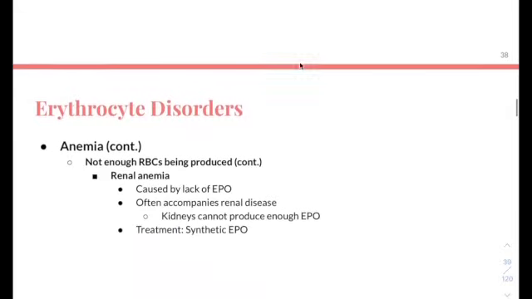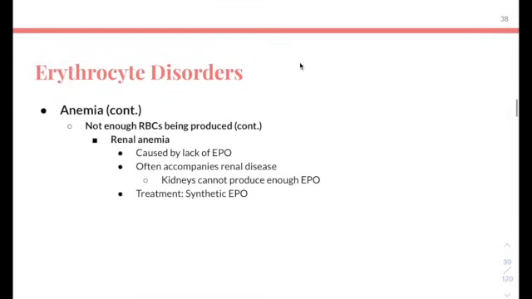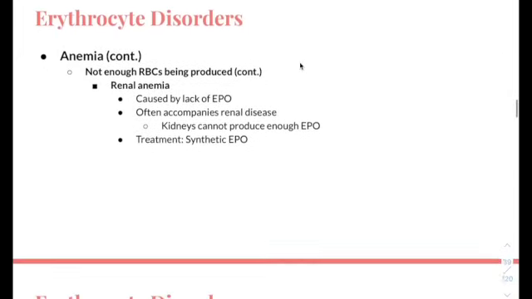We have renal anemia. It's because there's not enough erythropoietin. It usually comes with kidney disease because the kidneys aren't doing their jobs efficiently anyways. So now they're not producing enough erythropoietin. So this is a time when synthetic erythropoietin is actually useful, but it likes to get into the wrong hands of athletes sometimes to try to help themselves.